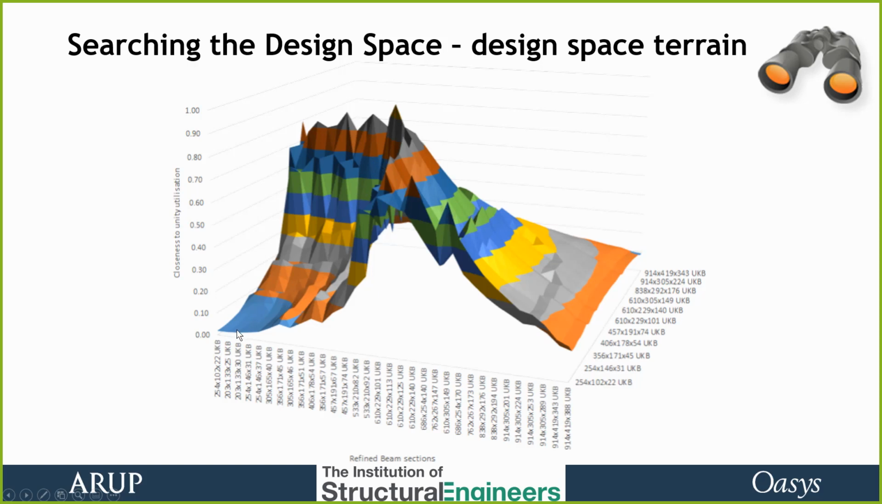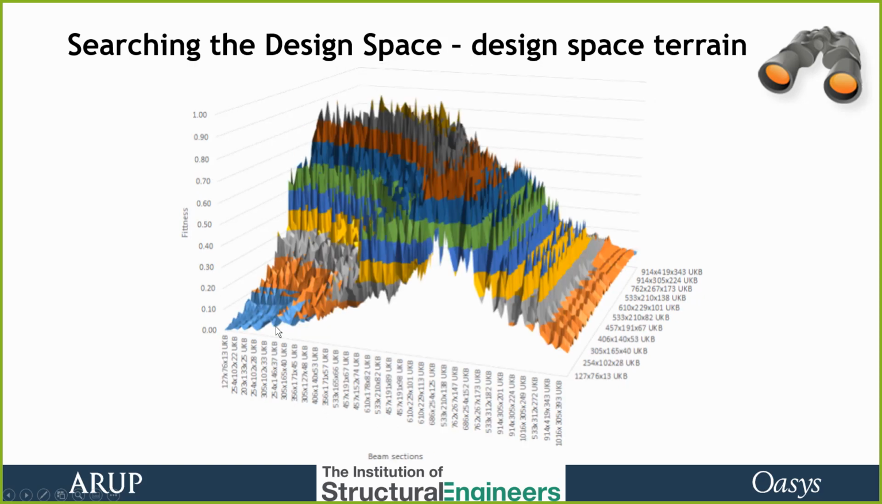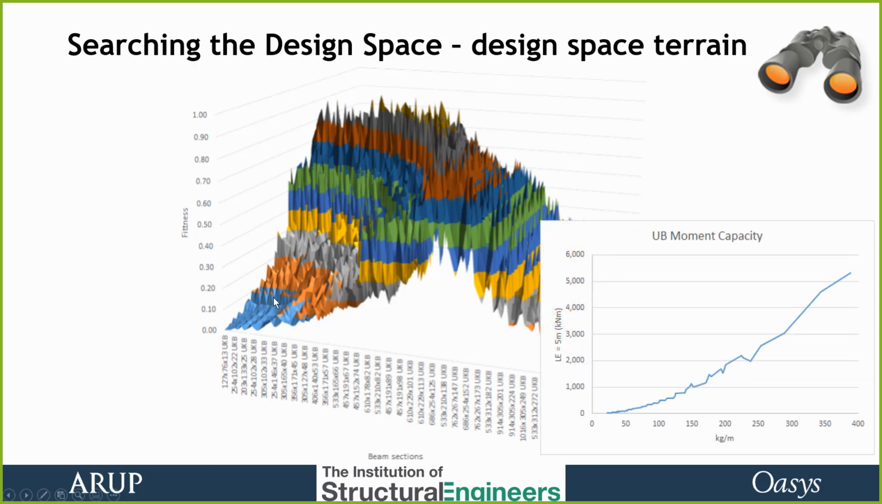Now, I didn't use all the universal beam sections for this chart. I used about 20. If I used all 100 odd beams in the British Steel catalogue, the design space is actually considerably spikier, much rougher, and that's because as the beam weight increases, that does not mean that the moment capacity also increases. Sometimes you get a lower moment capacity for a larger weight. It all depends on the depth to width ratios and that sort of thing.